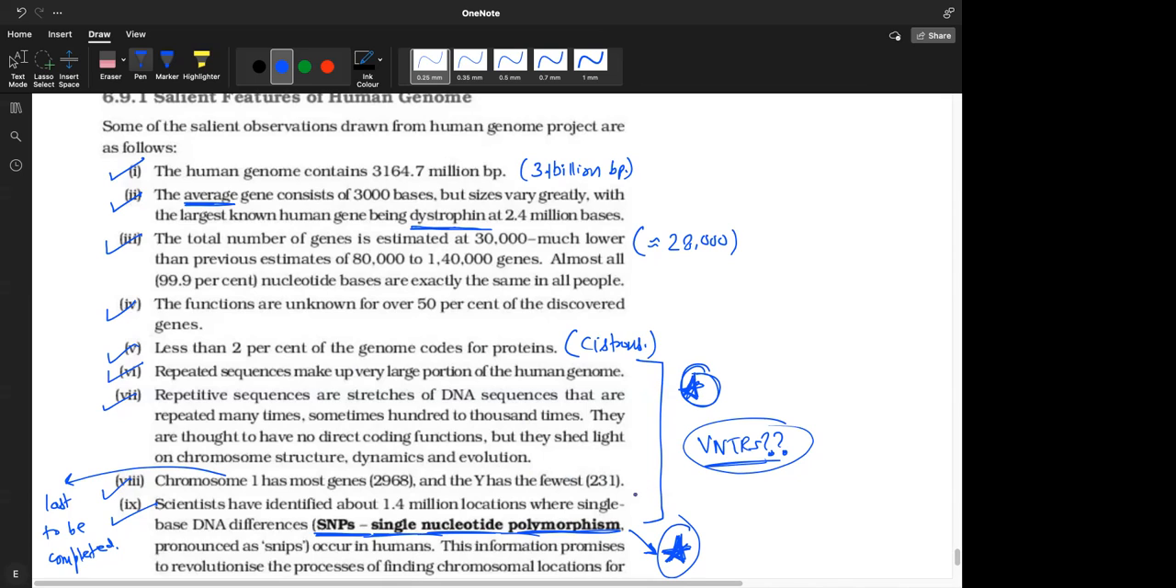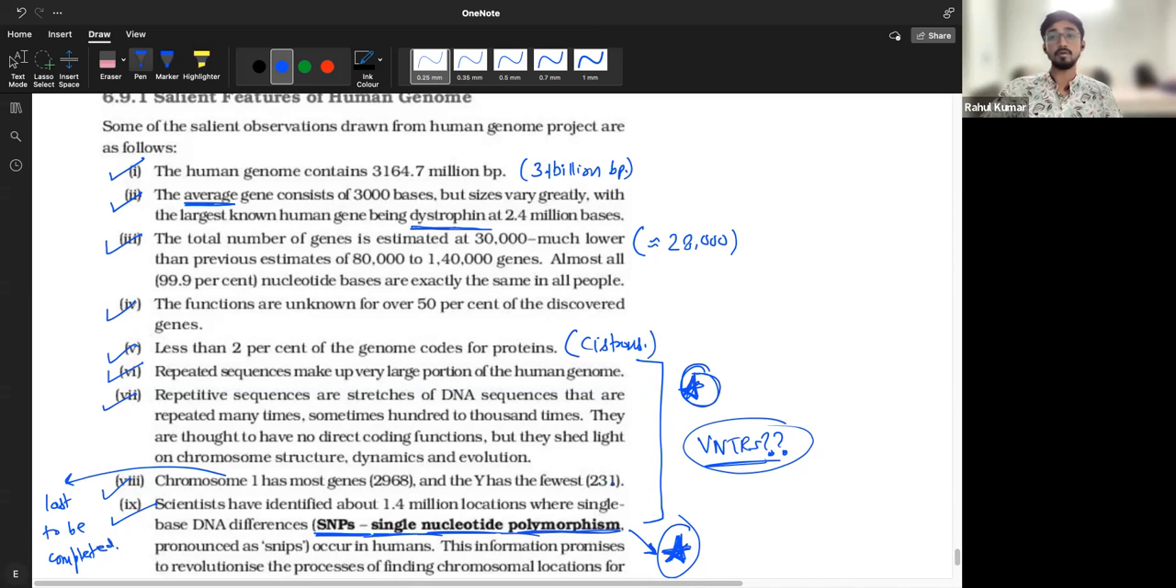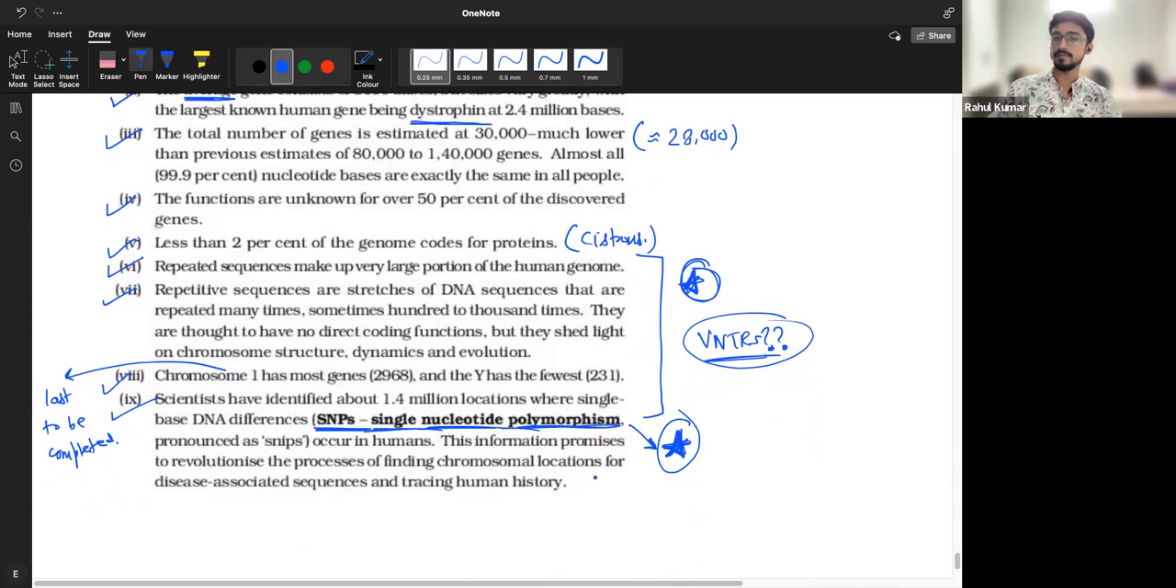So this Y has the fewest genes, and the smallest gene in humans is also on the Y chromosome. It's the gene that is responsible for the maleness of the embryo, that makes an embryo male. And to make an embryo male, what do you need to develop? What do you need to determine in an embryo? If you don't do anything, the embryo will just develop ovary. But what do you need to determine if you want to make a male embryo? You need to determine testes, right?